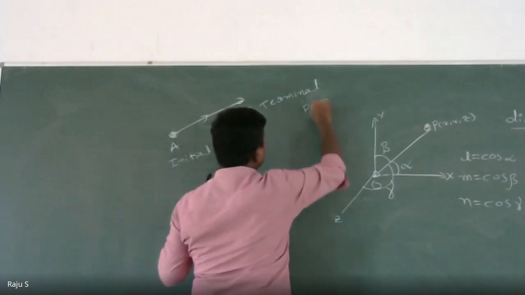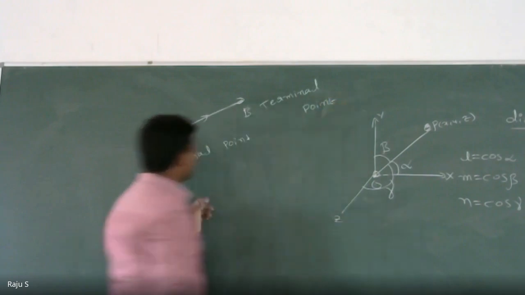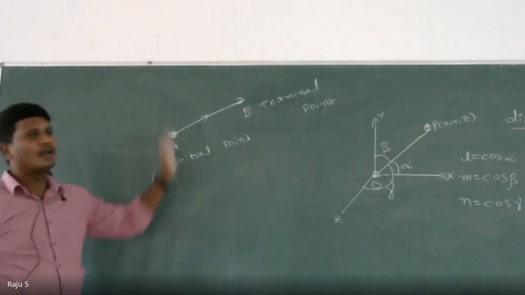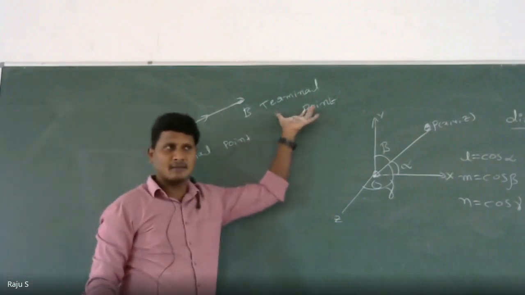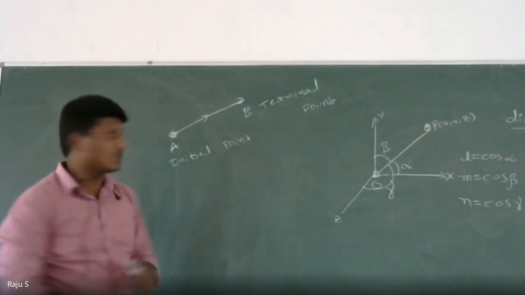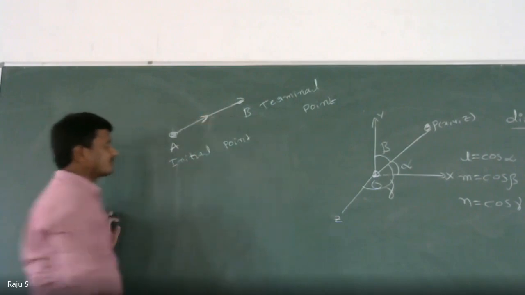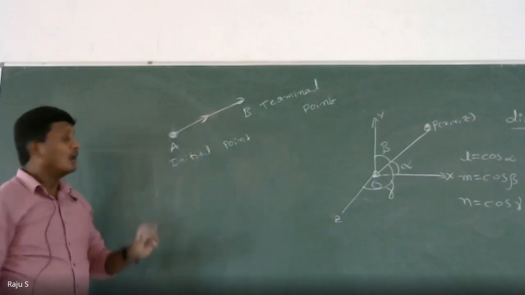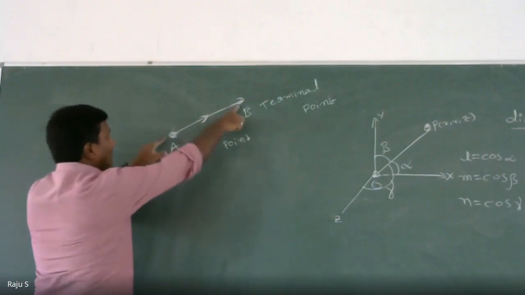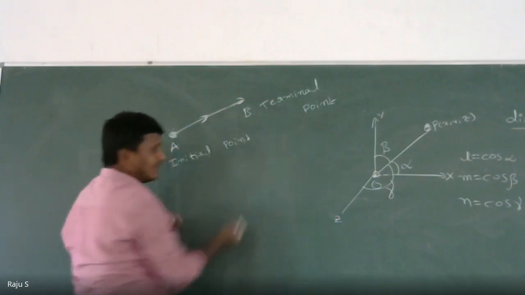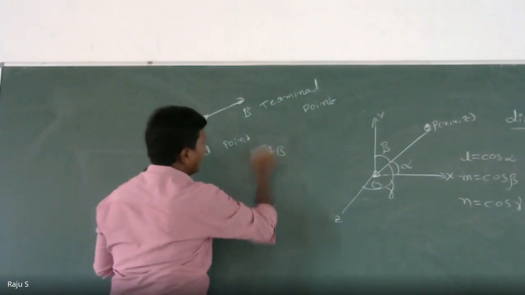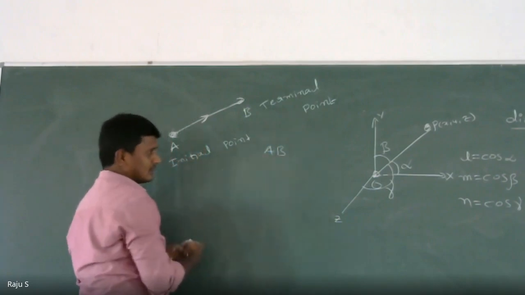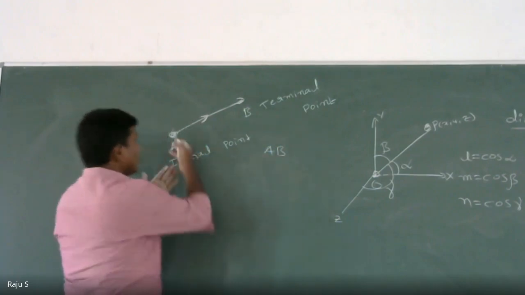Very important, these two terms: initial and terminal. The starting point is initial, the ending point is terminal. In which direction? From A to B. So this is a vector. It has magnitude, and magnitude means length, from A to B. The length is AB. Okay, this is a vector.